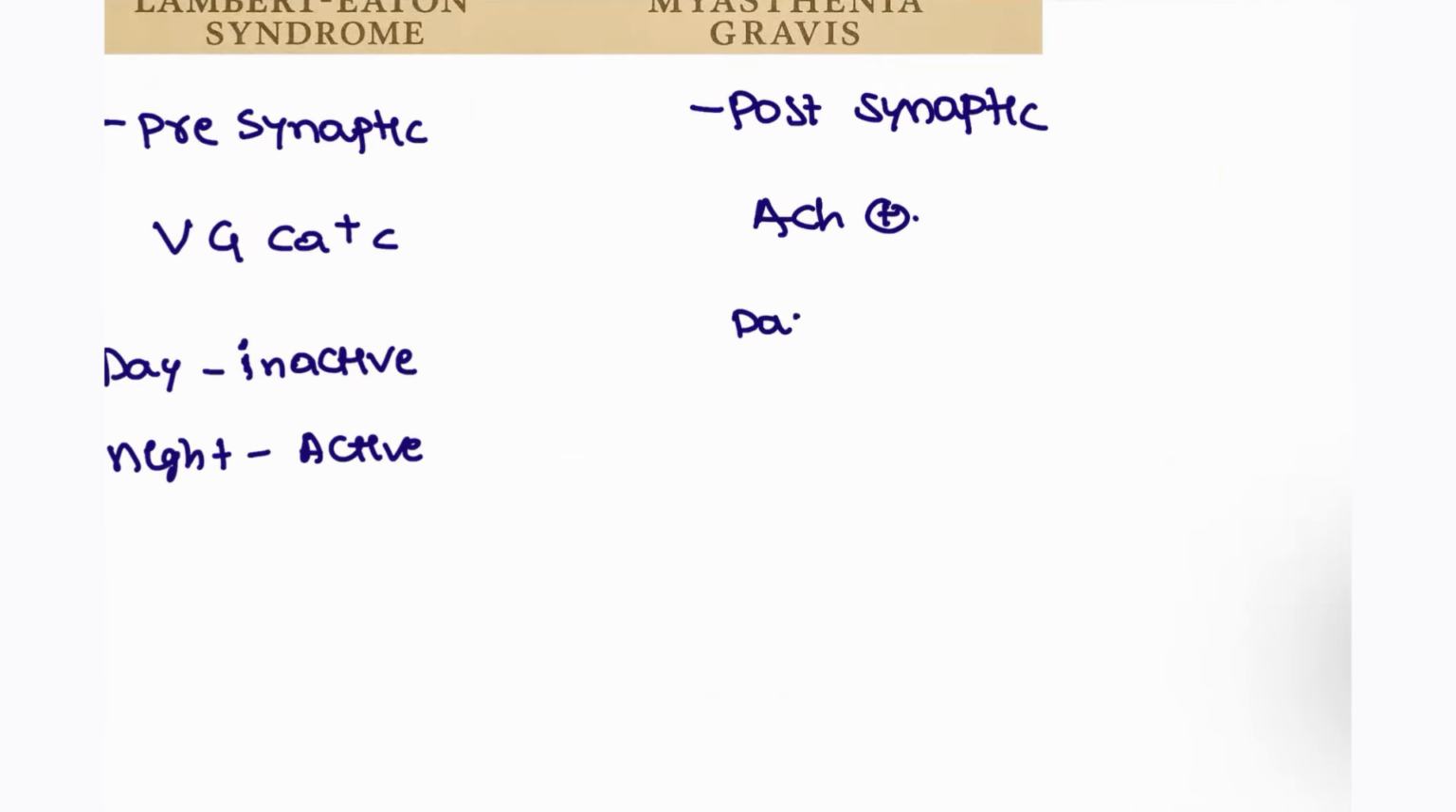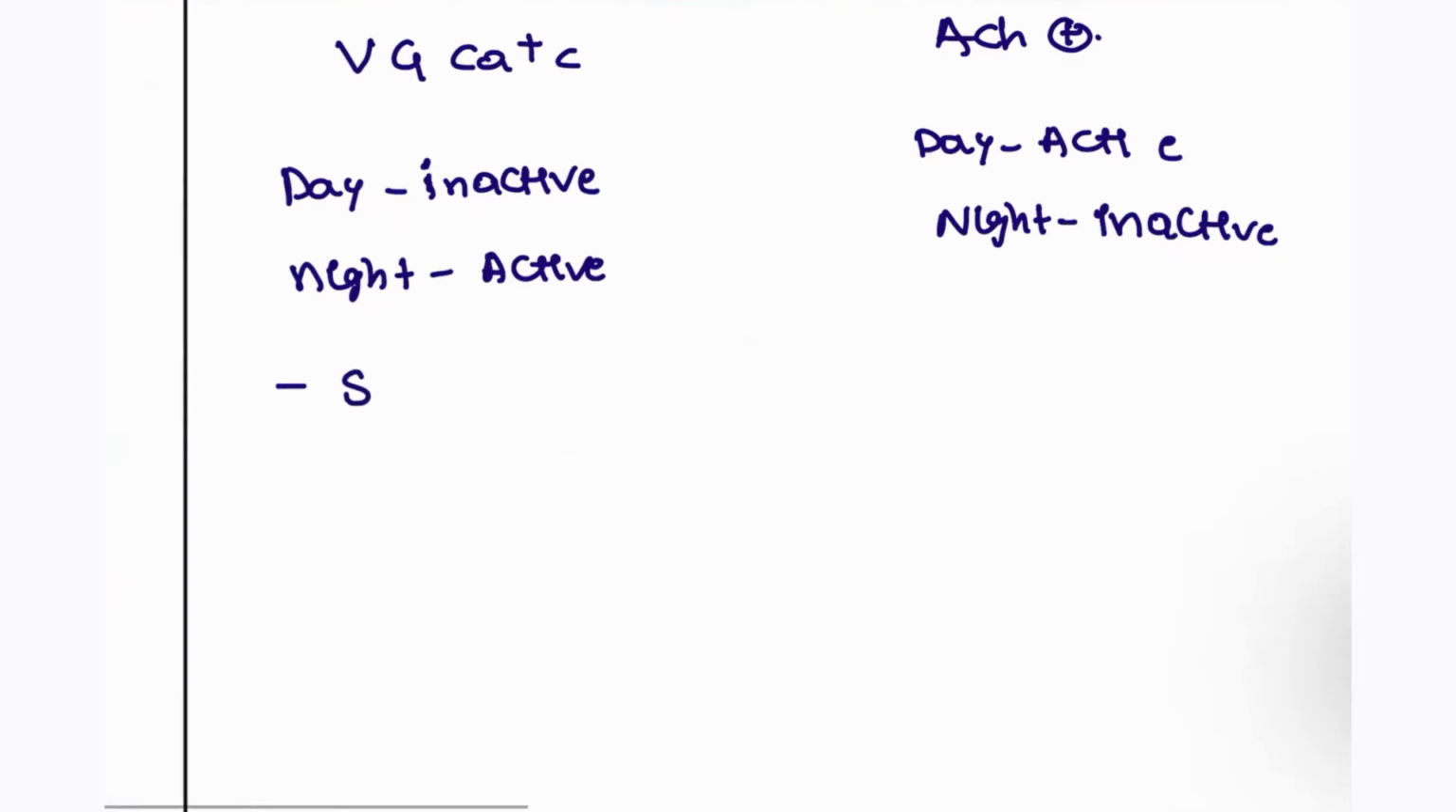In myasthenia, they will be active in the day, and by the time the day completes, in the night these patients will be inactive. This is the major difference. Lambert-Eaton is associated with small cell lung carcinoma, and myasthenia is associated with thymoma.